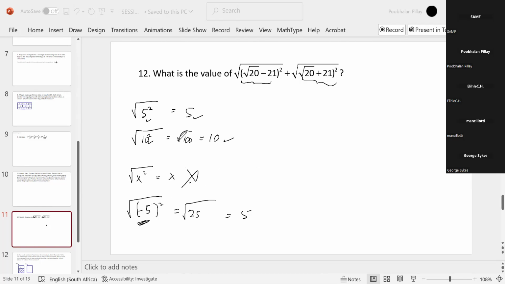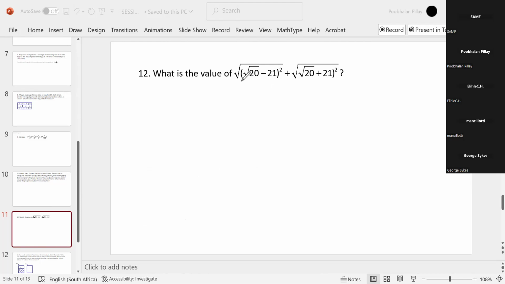So we have to examine what's under the square root sign. That's very important. And in this case here, if we do this, so we have to examine, is this number positive or negative?